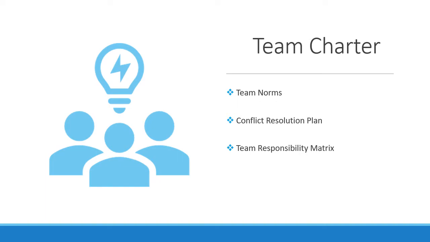Successful project management of information systems and technology begins with a team charter. The charter is a document that we use to facilitate discussion, build consensus, and outline the norms that define each member's behavior and how we intended to work together to achieve our goals. Our team charter consisted of 3 key elements: team norms, conflict resolution plan, and the team responsibility matrix.